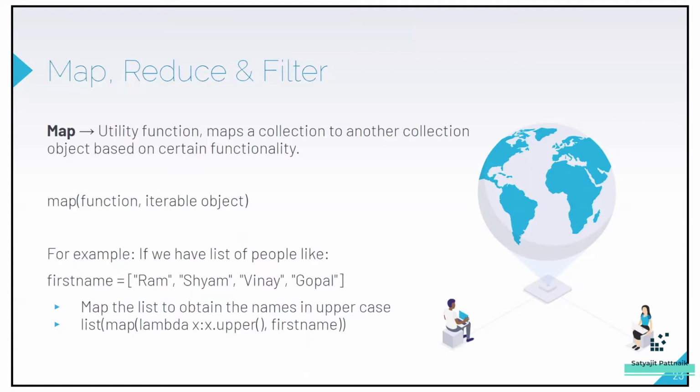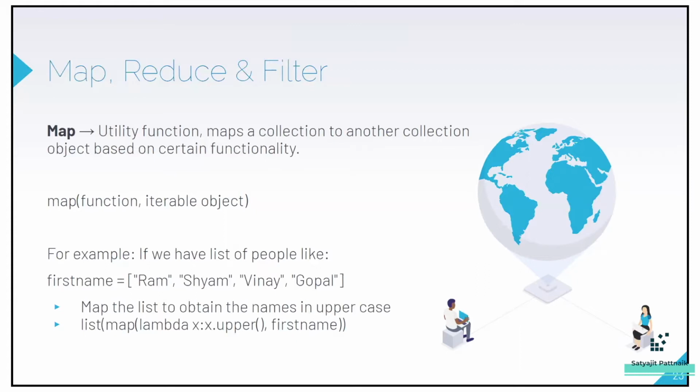Now, as we can see on the screen, map is a utility function. It maps a collection to another collection object based on certain functionality. This is how you should write a map function: map of function and iterable object. That means you provide your function first, then your iterable object.